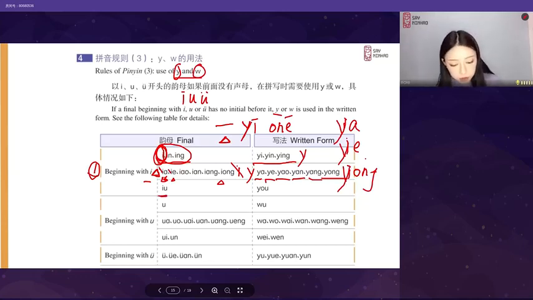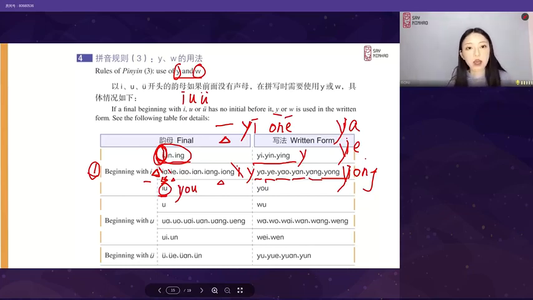And this one, you, this one is a little bit different. So for this one, do you remember? It is actually iou, but it is written as this, you. So when we put the initial y before it, we will still get rid of this final i and put the initial y before it.